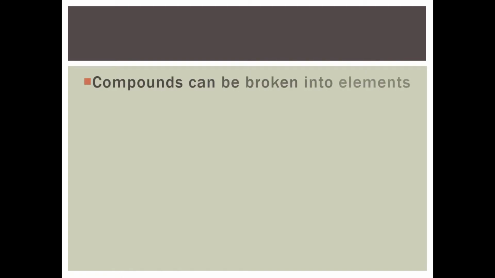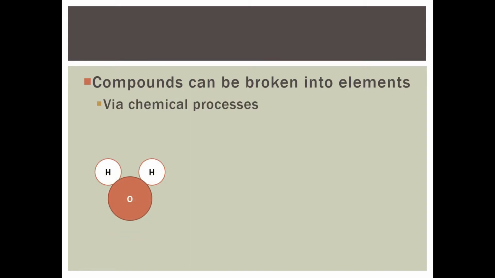Now compounds, because they are made of multiple elements, you actually can break compounds down into their individual elements. This is usually done with a chemical process. You can't do this with a physical process because, as we discussed earlier in the semester, physical processes don't change the chemical composition of the particular compound. In order to change the compound, you have to run it through a chemical process.